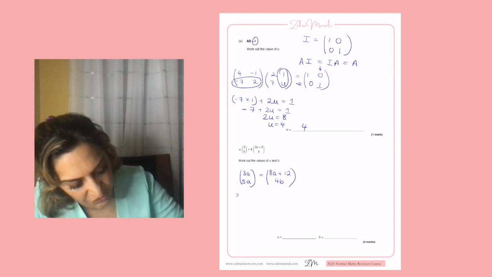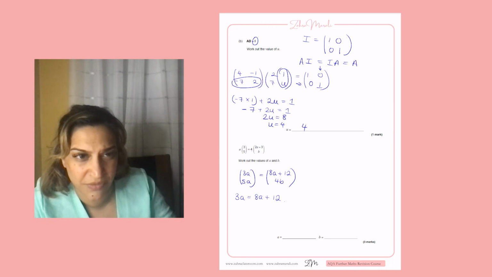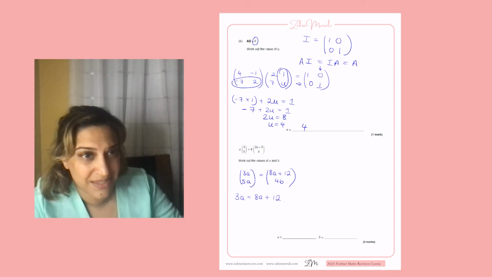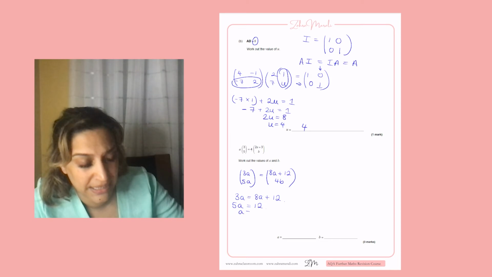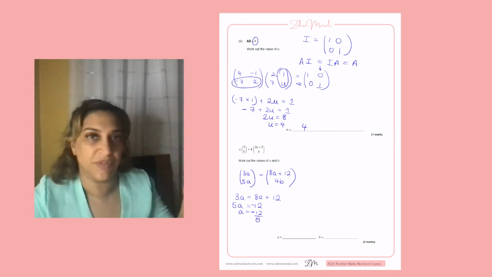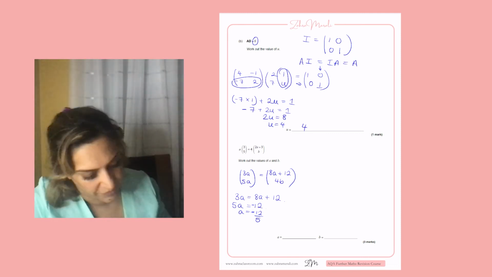So now I've got 3A equals 8A plus 12. So if I put all the A's on one side, 8 minus 3 is going to give us 5A equals 12. So if we do 8 and then we move minus 12, it doesn't matter which way you do it. Whether you put the 12 on that side or the other side, just make sure you get the minus in. So A is minus 12 over 5.